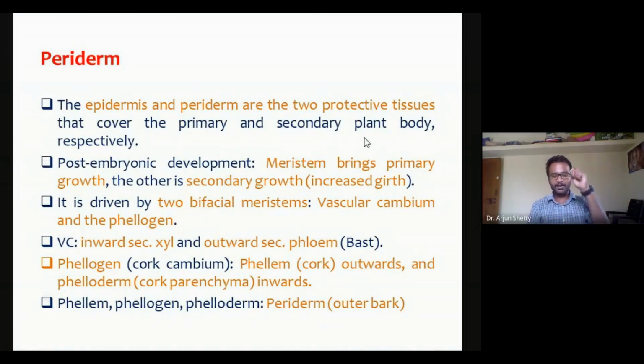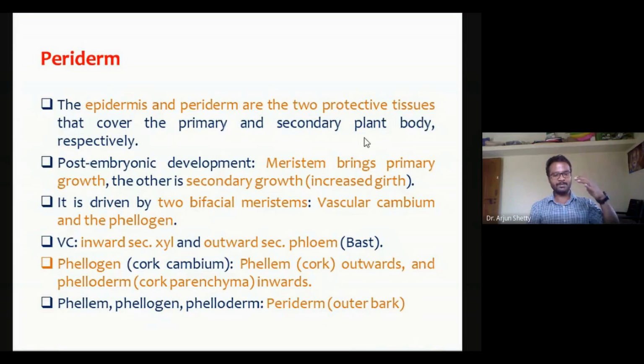We already know that the procambium results in the formation of primary xylem and primary phloem, whereas the vascular cambium results in the formation of secondary xylem as well as secondary phloem. When the plant is at the secondary growth stage, it is majorly controlled by the activity of two meristems. One is the vascular cambium, another one is the phellogen. Now the plant is at the secondary growth stage.